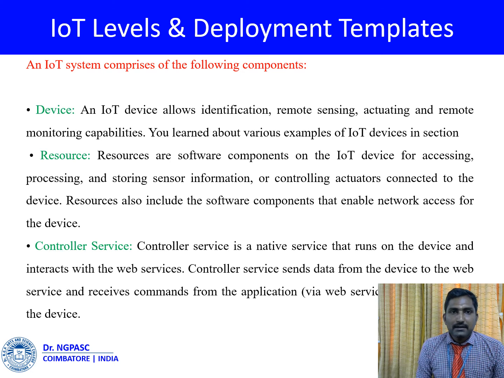So what are the IoT levels and the deployment templates? An IoT system comprises the following components. The first one is device, resource, controller, services. What is the role of the device? The device allows identification, remote sensing, actuating, and remote monitoring capabilities.